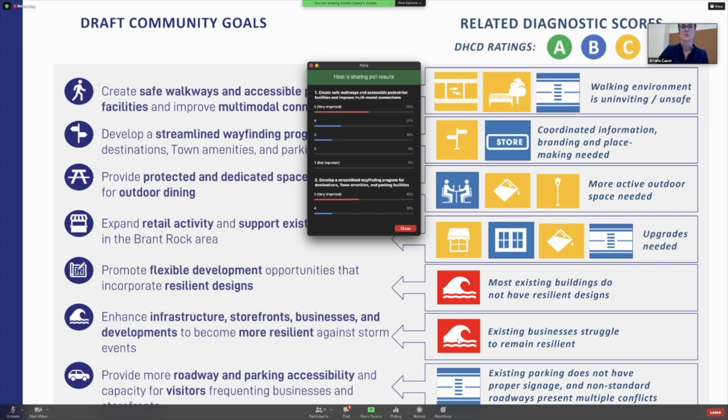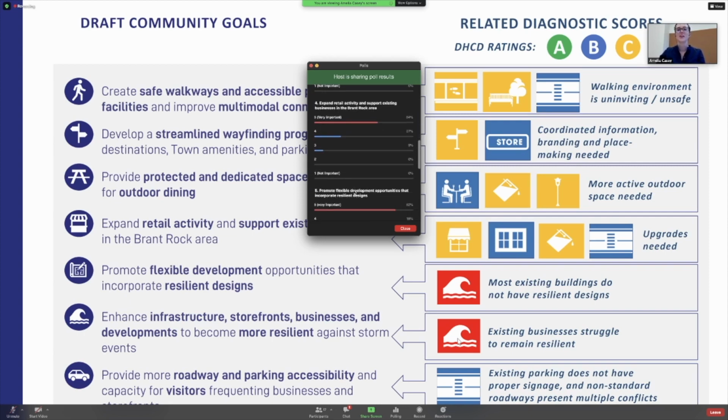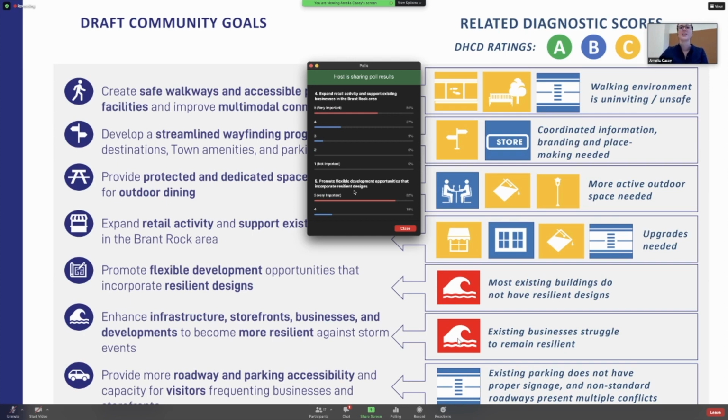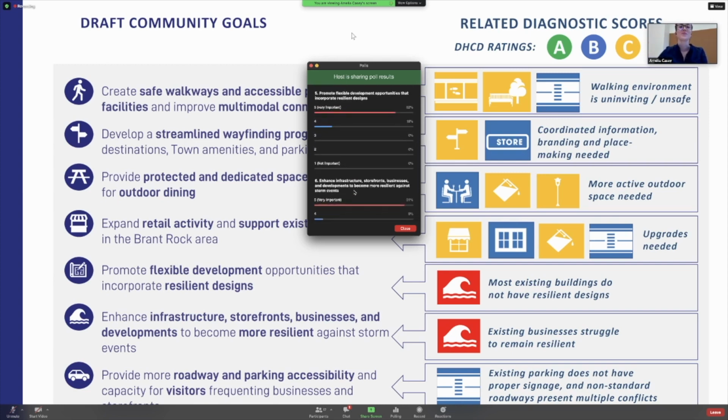Fourth goal of expanding retail activity and supporting existing businesses. Not surprisingly, got 5, very important. And a lot of people picked that as a very important goal. Fifth goal of incorporating resilient design, got a 9. So very important, again, for many participants.